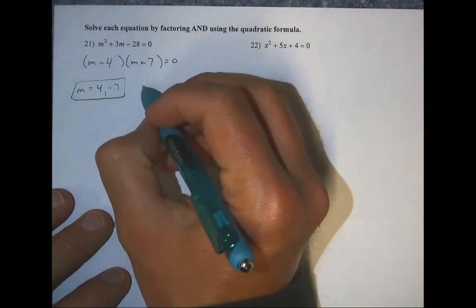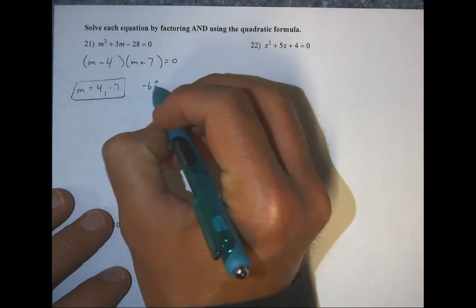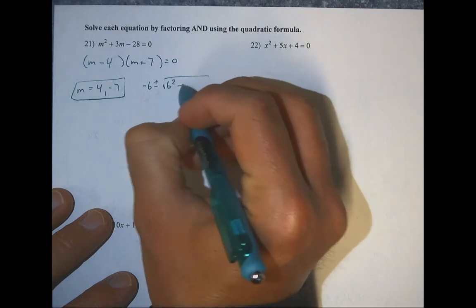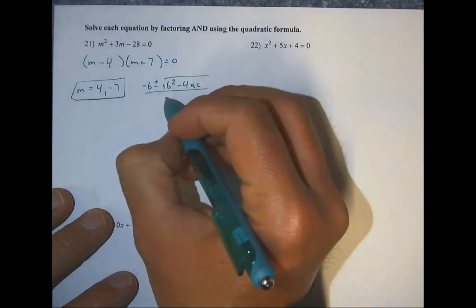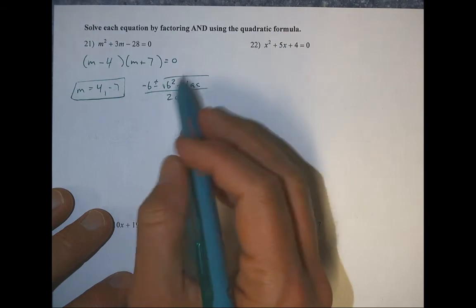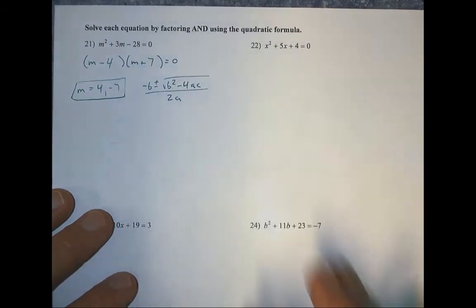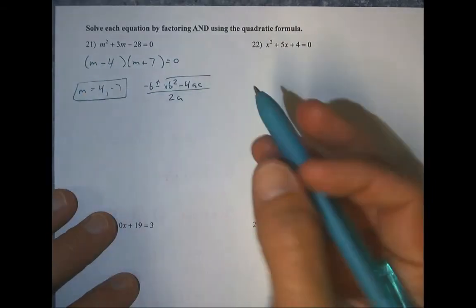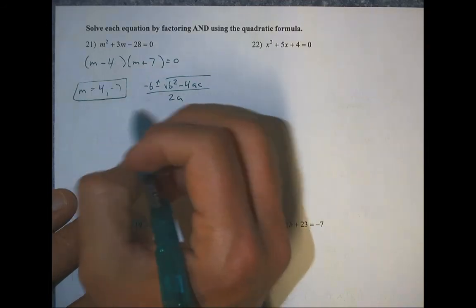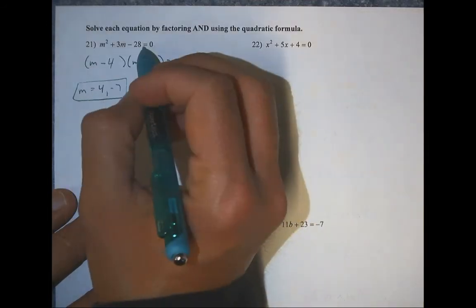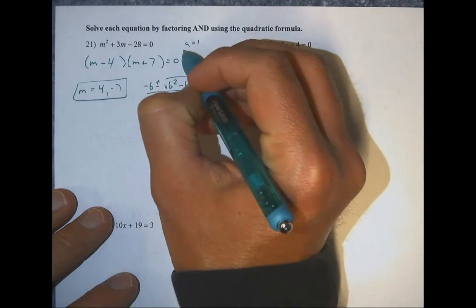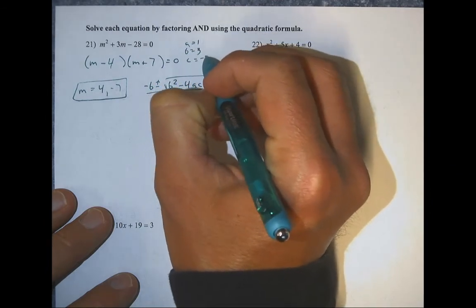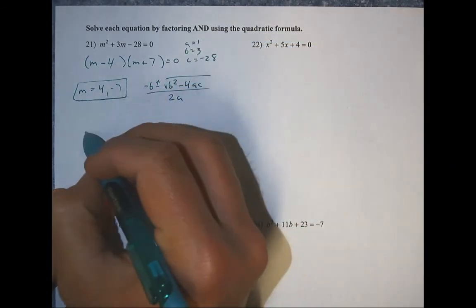So now we're going to use the quadratic formula to prove that this works. And eventually when we can factor, we will abandon the quadratic formula and just solve by factoring because it's easier and faster. Okay, so you go back to the original. A is 1, B is 3, C is negative 28. So negative B is negative 3.